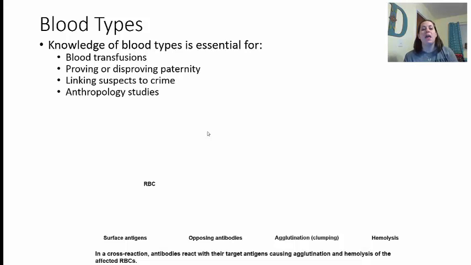We also can use blood types for proving or disproving paternity because it's like using a Punnett square. We can also use this for linking suspects to a crime, and we also see that anthropologists will use this idea of blood typing because sometimes in the bones they find there is some bone marrow, and they can trace and see what kind of blood type those individuals had in different areas of the world.